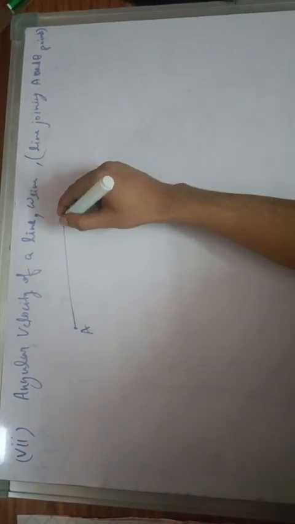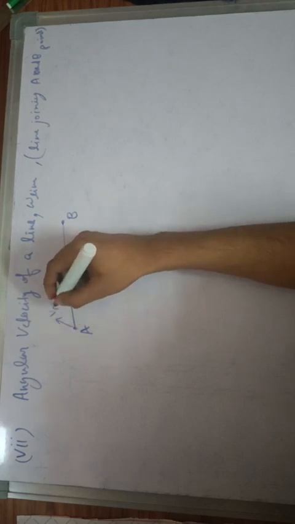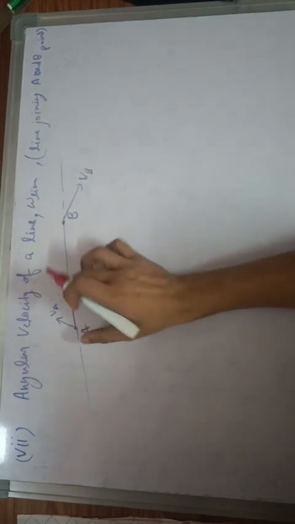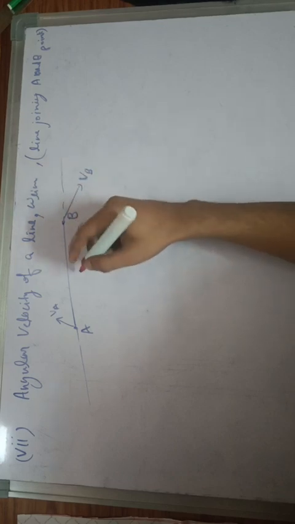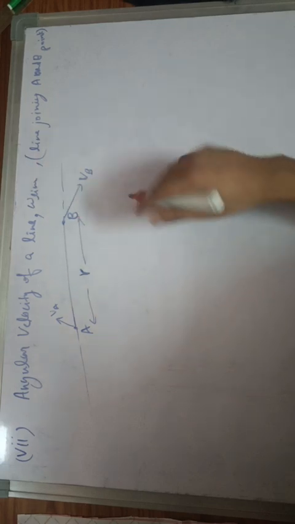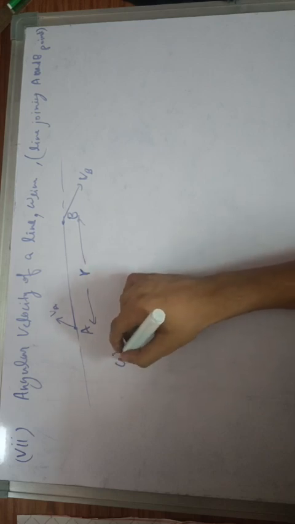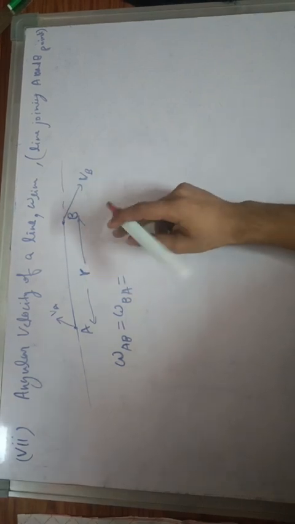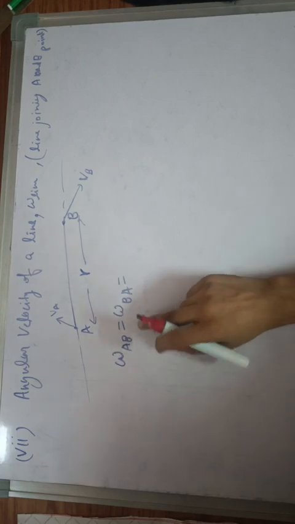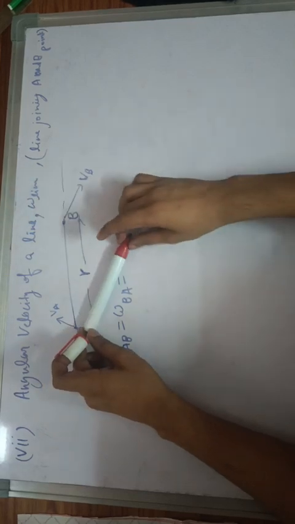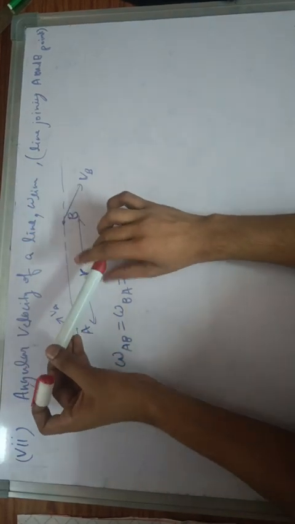Let's say this point is moving with some velocity VA, it is moving with a velocity VB, and this is the line joining A and B, and this line's length is, let's say, R. Now we want to find the omega of this line. That will be equal to omega of AB is equal to omega of BA. Since the line is the same, whether we call it AB or BA, the rotation will still be the same. Either find with respect to A or find with respect to B, the omega of the line will be the same.